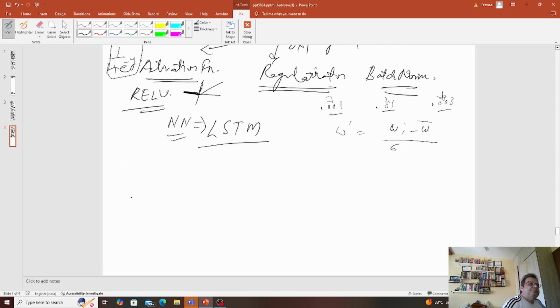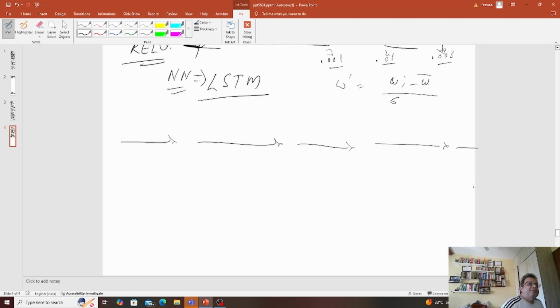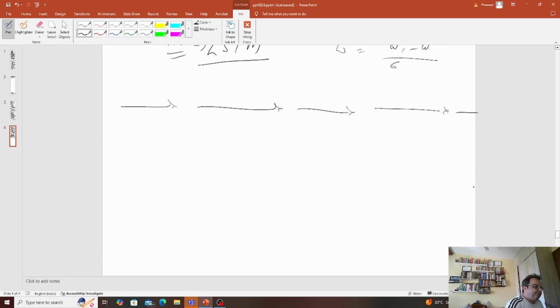Okay, so let's go to the next reading. Now I think it's only simple stuff that is remaining. There is a reading on accuracy versus interpretability.